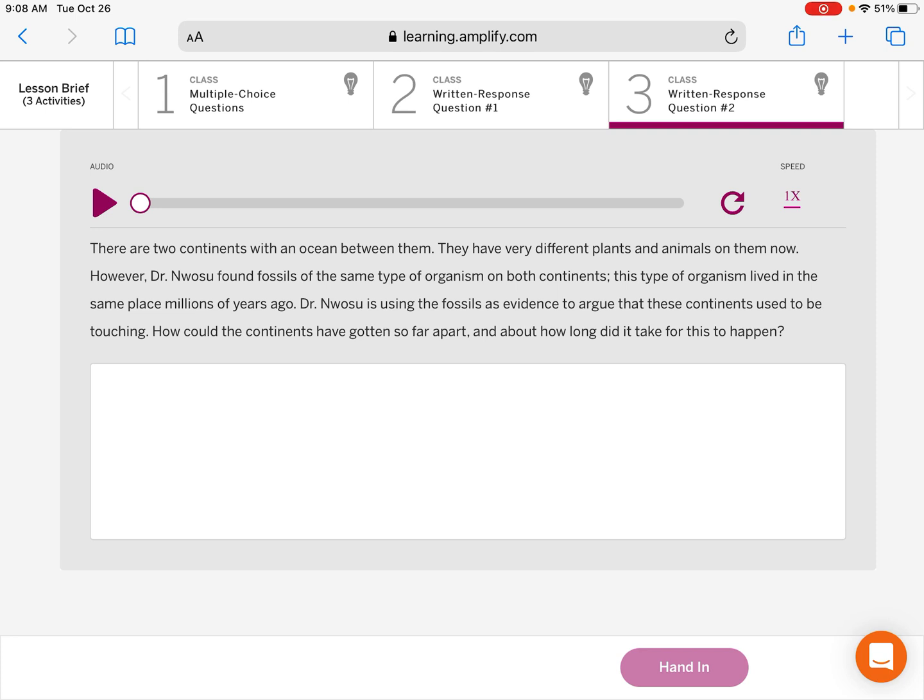So again, make sure you are using all of the key concepts. We have 7 key concepts so far. Use them all. Explain what's going on. And then look at the very last part. It says about how long did it take for this to happen. And so just make sure that you are answering all parts. Okay? Once you're finished with both of those written response questions, make sure that you hand them in so I can look them over and grade them.